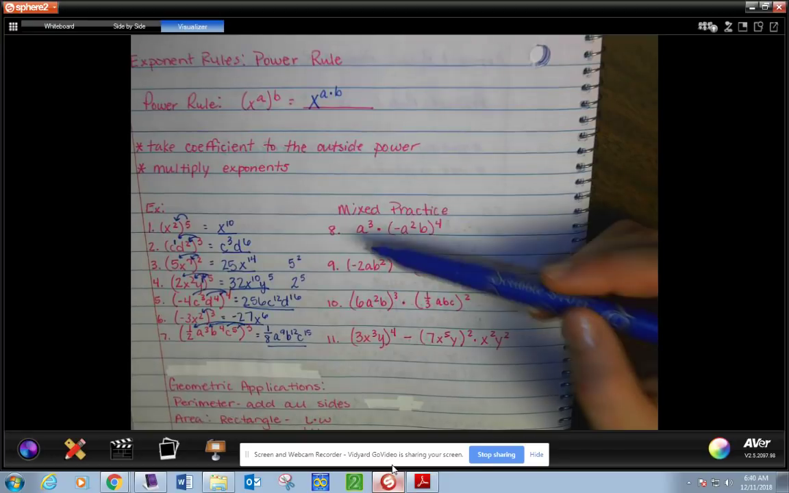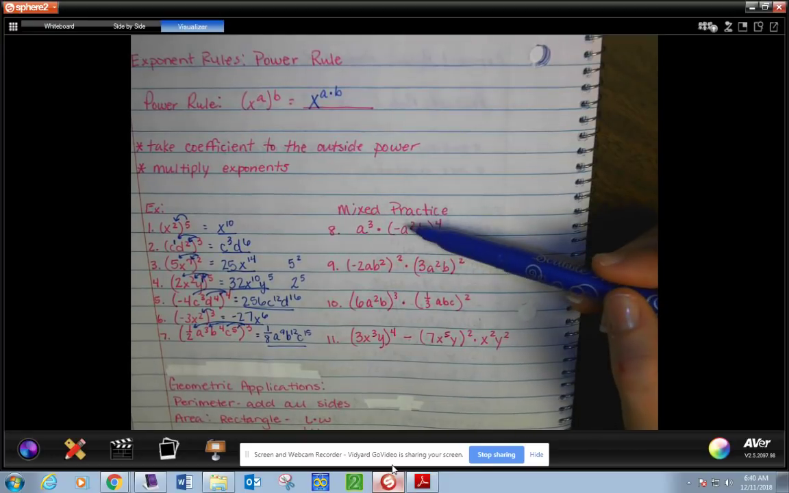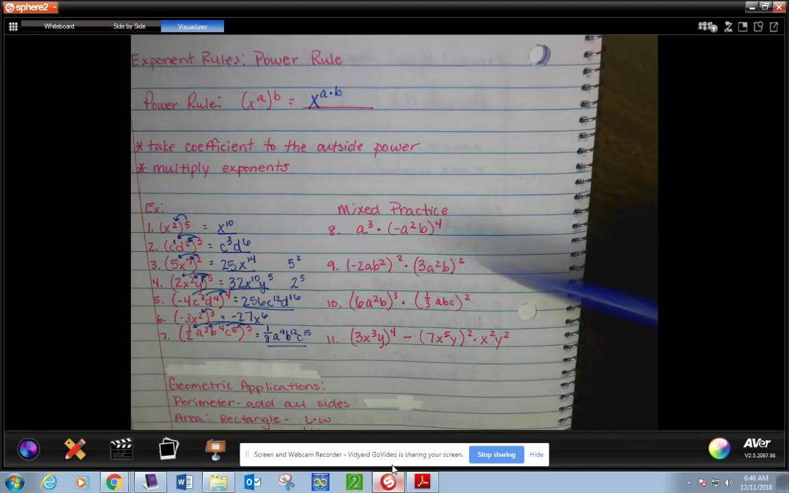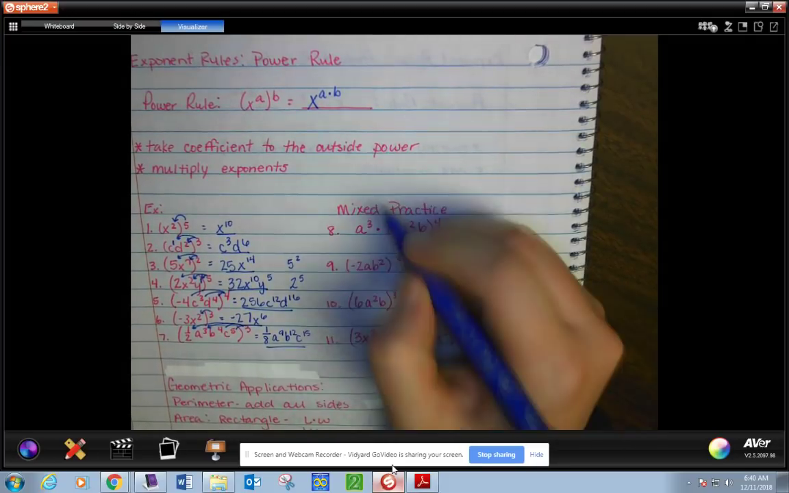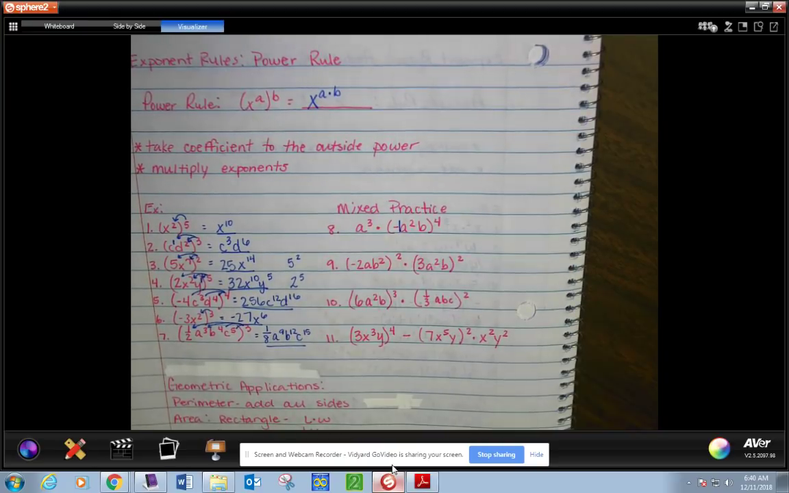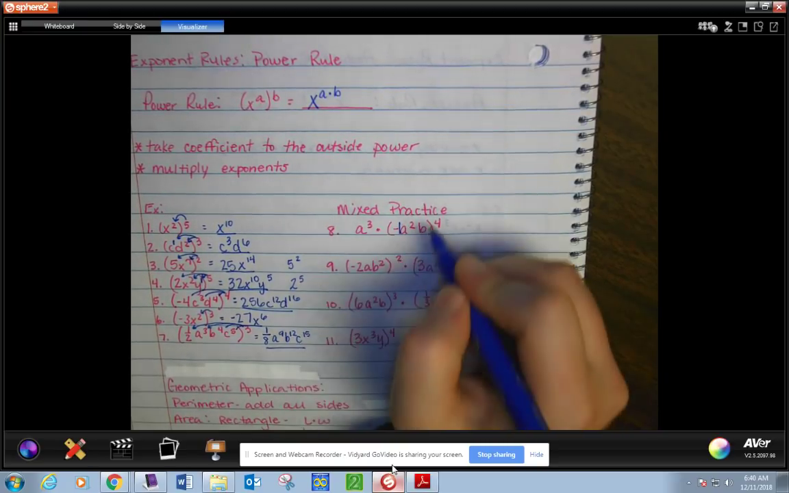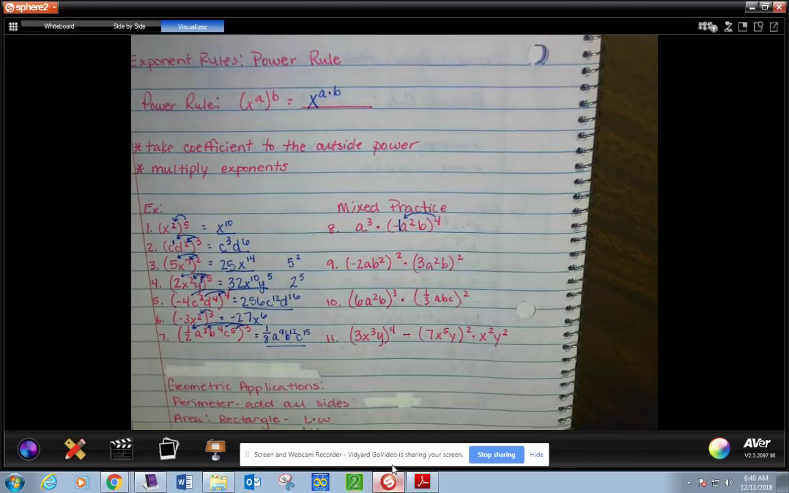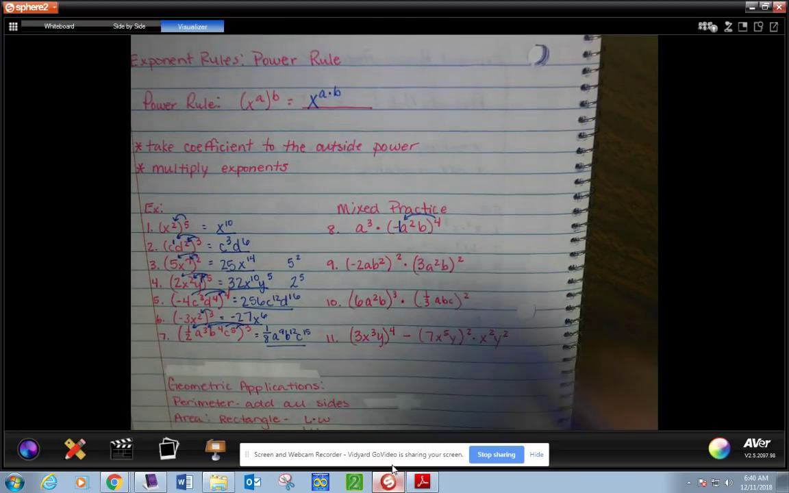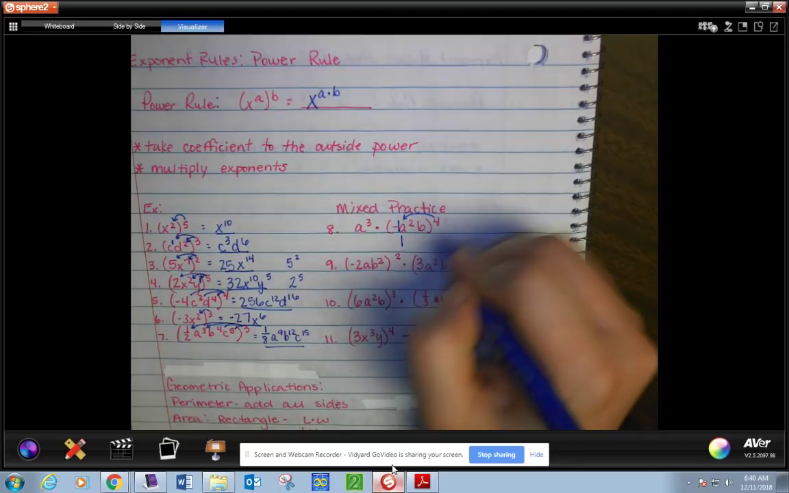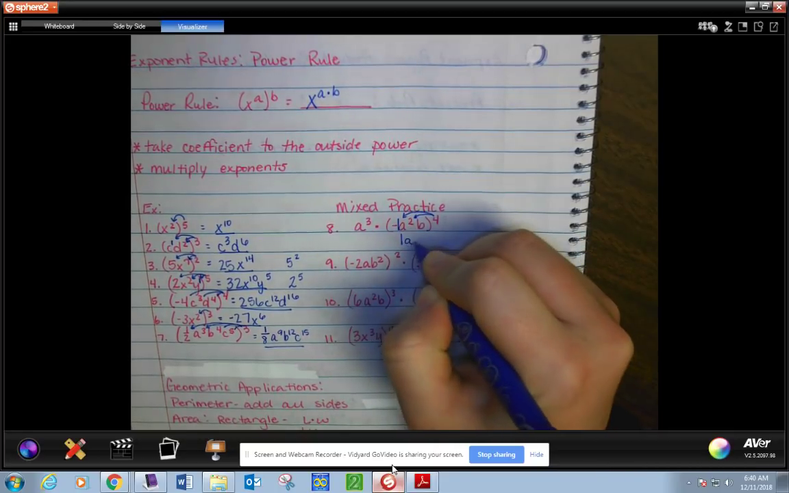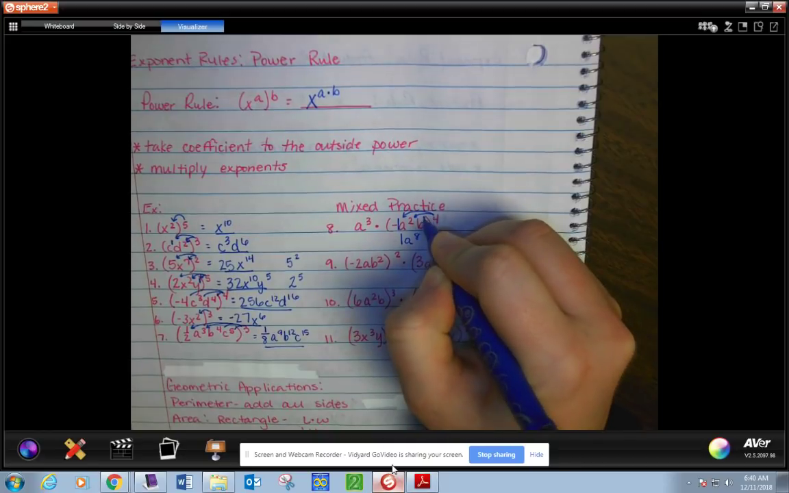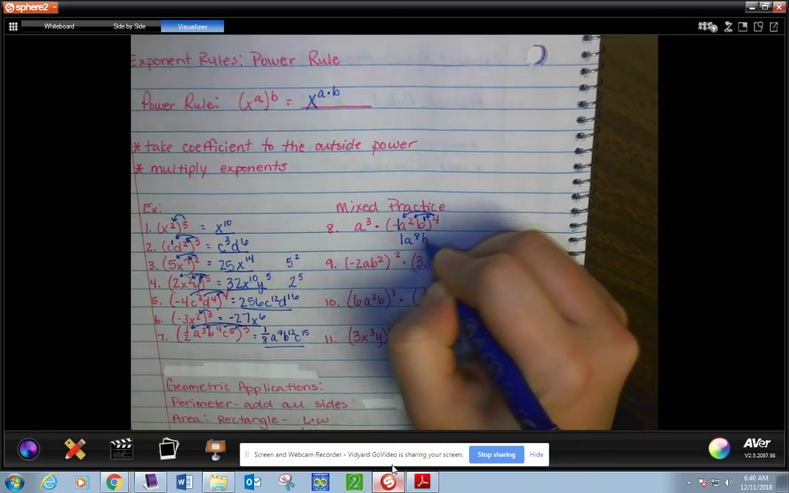Okay, so I have a to the third times negative a squared b all to the fourth. Okay, the first thing you're going to do is take care of the outside exponent. I'm going to go ahead and write a 1 right here because there is a 1 right there. And so we're doing negative 1 to the fourth. Well, negative 1 to the fourth would be positive 1. And then I multiply my exponents. So 2 times 4 would be a to the 8th. And b has a 1, so 1 times 4 would be b to the 4th.